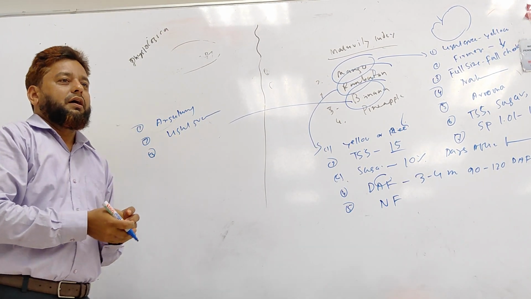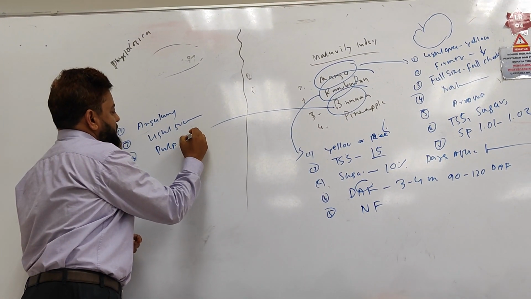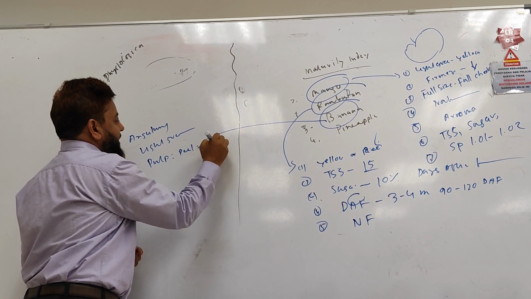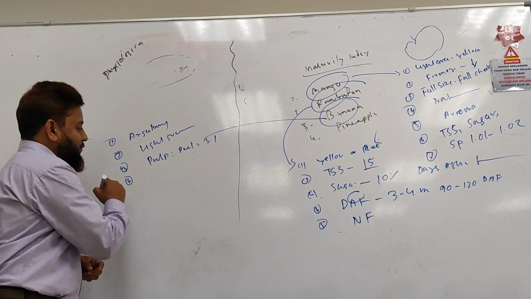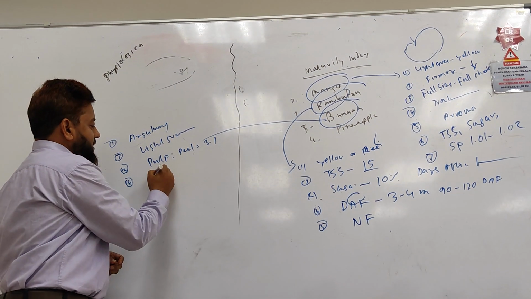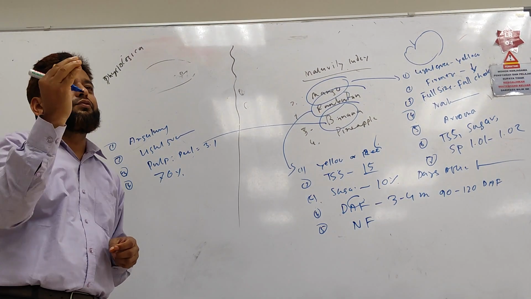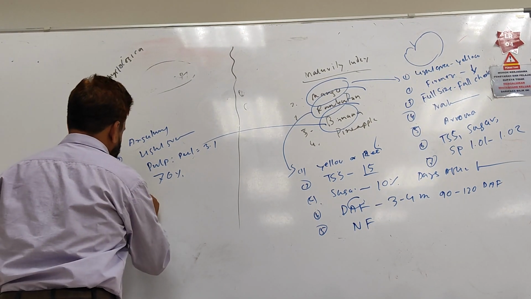Number 3, pulp and peel ratio. Okay, so the pulp to peel ratio is around 3 to 1. Pulp is to peel, 3 to 1, then you can cut the fruit, right? Okay, so for number 4, starch content. If the starch content is 70%, then you can think the fruit is already mature. You can harvest, right?